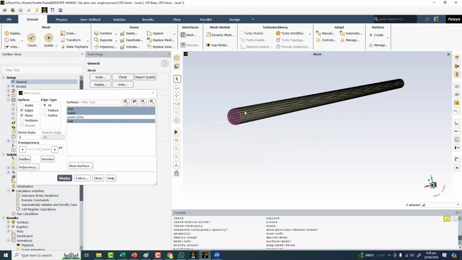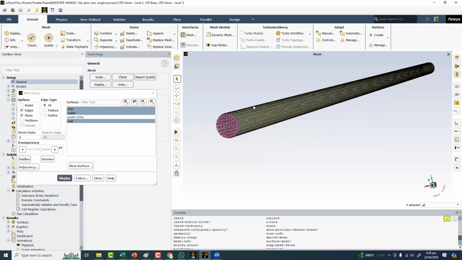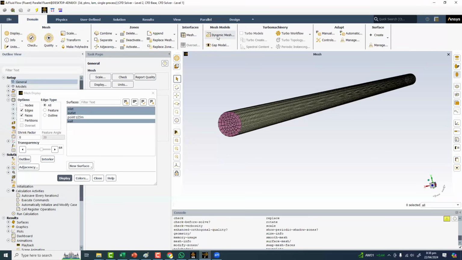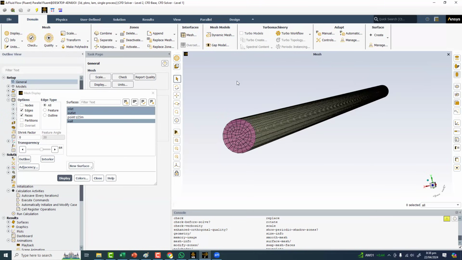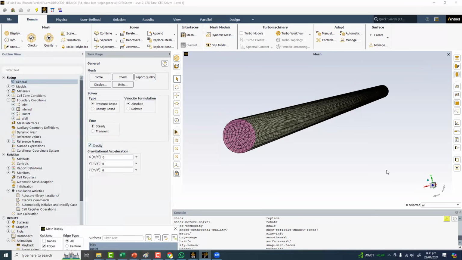Is it our definition of the gravity that makes the difference, whether horizontal or vertical? Yes, gravity will make the difference here. You can put the gravity here. For example, if you put the gravity in the negative y direction, this will make the flow heavy. But for this case, I don't think the gravity will be that influential.